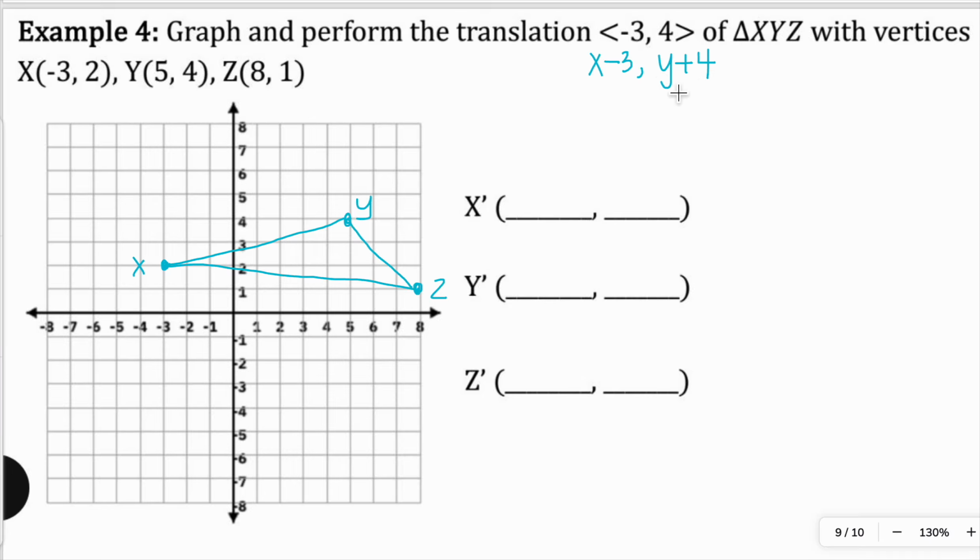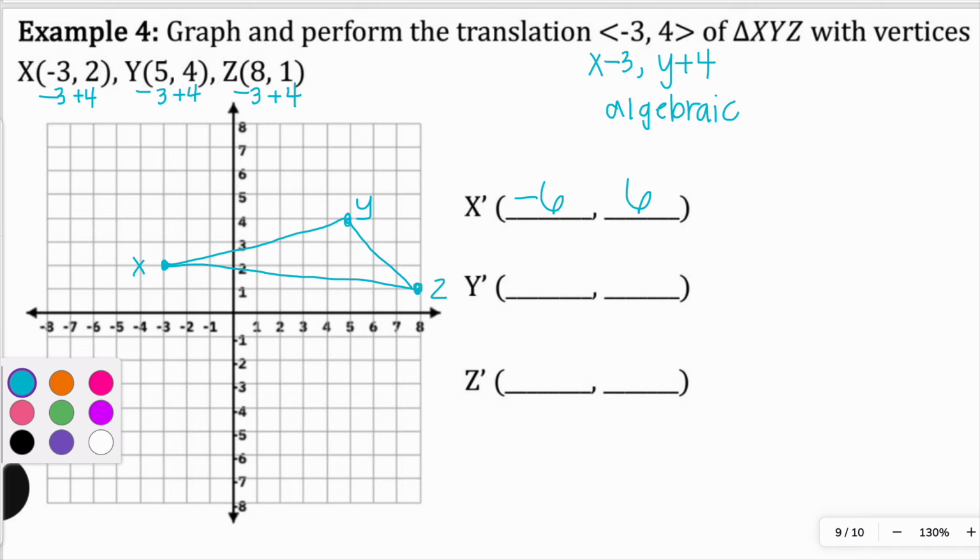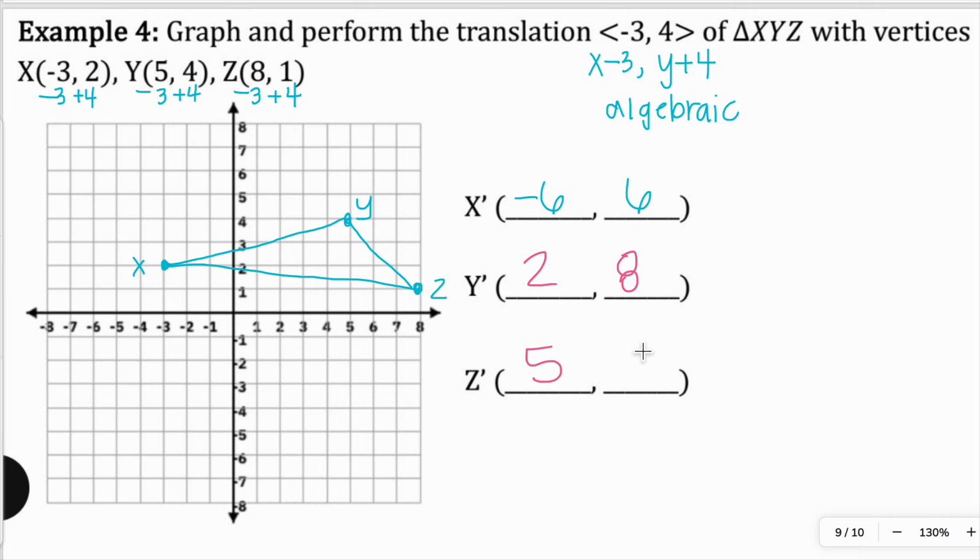So what I'm going to do first is apply that rule to every single one of these. So x minus 3, y plus 4, x minus 3, y plus 4, x minus 3, y plus 4. So this is another way to do it. That's what I would be considering the algebraic method, where we're just adding and subtracting x's and y's. So my new X prime, -3 minus 3 would be -6, and 2 plus 4 would be 6. My Y prime, 5 minus 3 would be 2, and 4 plus 4 would give me 8. And then my Z prime, 8 minus 3 would be 5, 1 plus 4 would be 5.